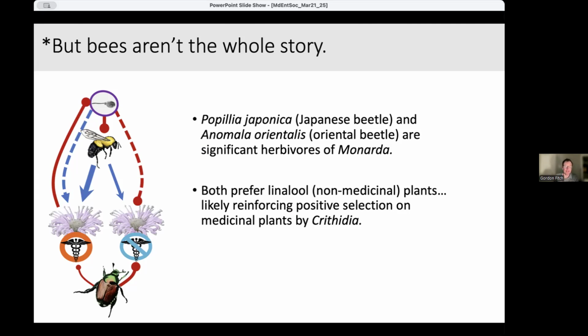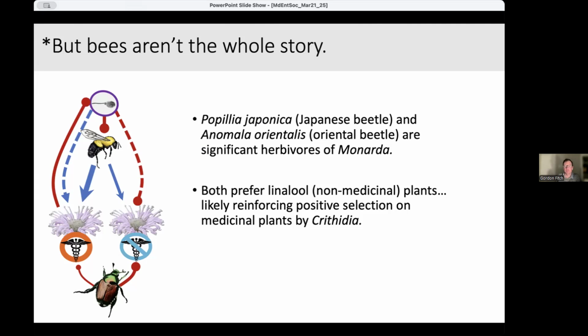We found that those beetles had a strong preference for the non-medicinal plants. So perhaps not surprisingly, these thymol and carvacrol compounds that are more toxic for the parasite are also more toxic for the beetles. And so in populations where we have both disease and bees and herbivores all hanging out together on these plants, the dynamics of how this would affect the fitness of the different chemotypes is probably more complicated than I'm letting on here.